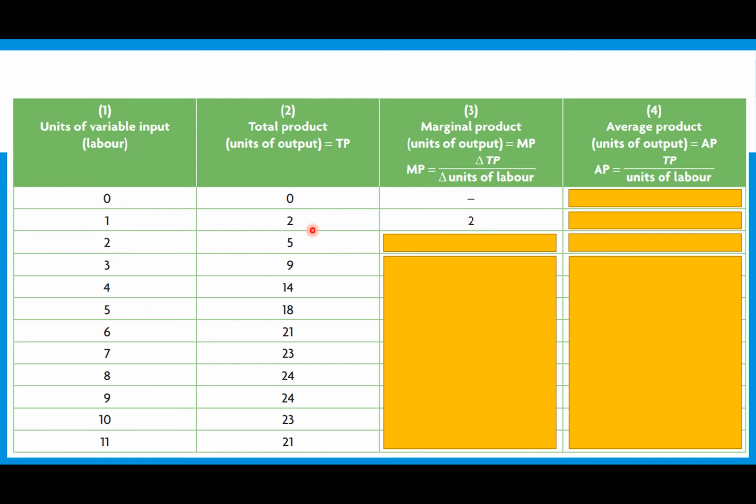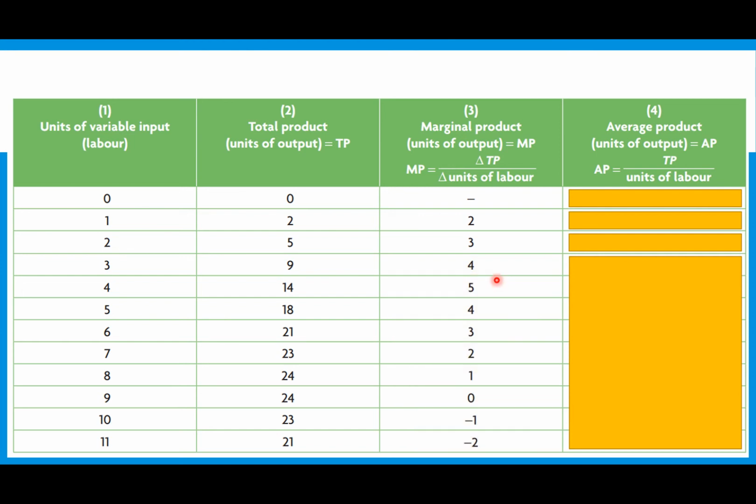For the third one, TP has increased by 3, and labor has increased by 1 unit. 3 divided by 1. And so on and so on. But don't make the mistake of assuming that it's going to increase forever. Actually, it goes 2, 3, 4, 5, but after that 4, 3, 2, 1, 0, and it even becomes negative, so it doesn't always increase.